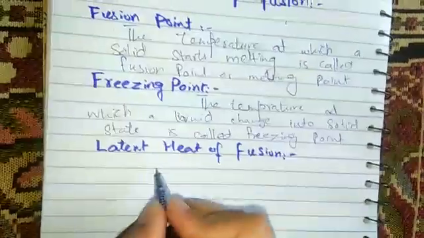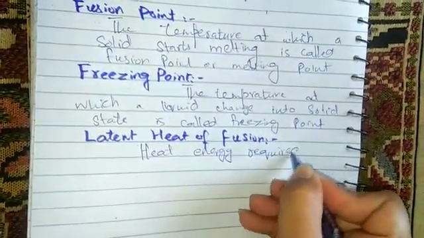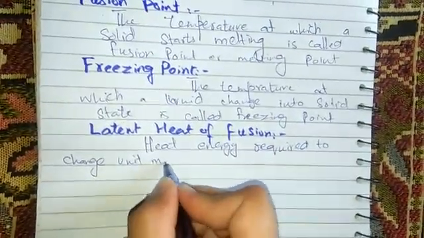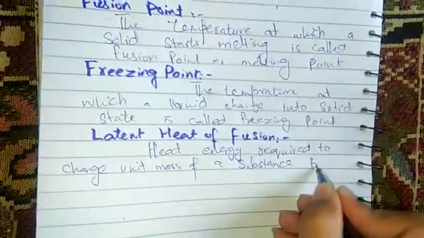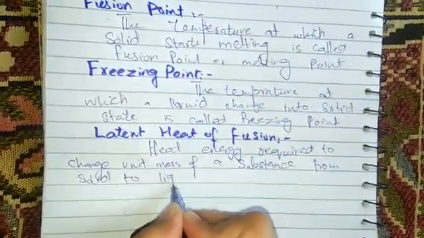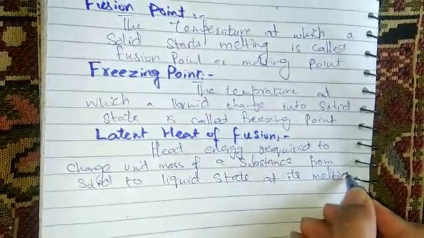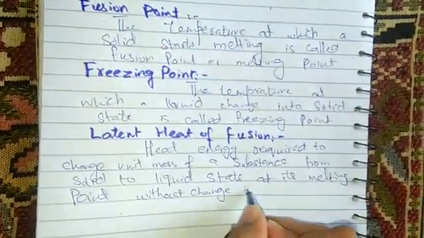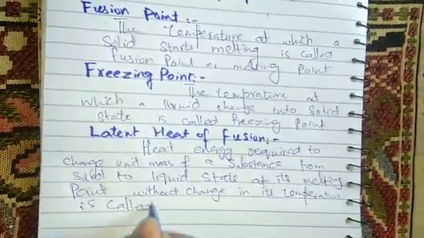Our next term is latent heat of fusion. Definition: heat energy required to change unit mass of a substance from solid to liquid state at its melting point without change in its temperature is called latent heat of fusion.